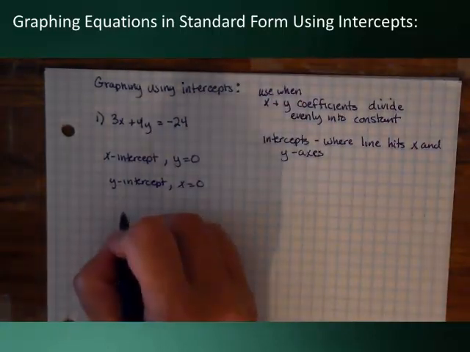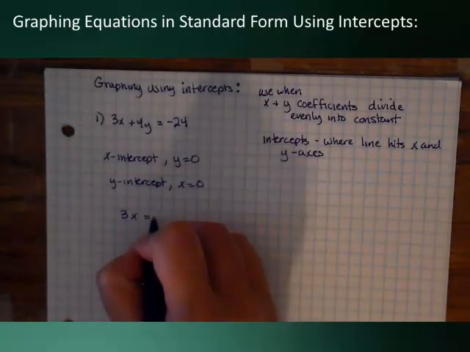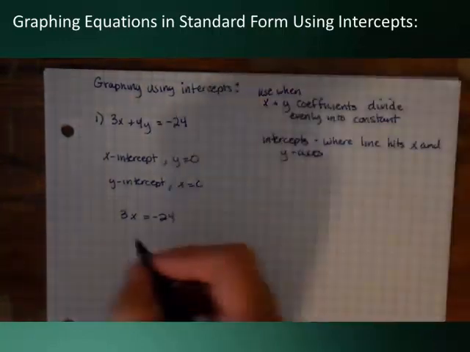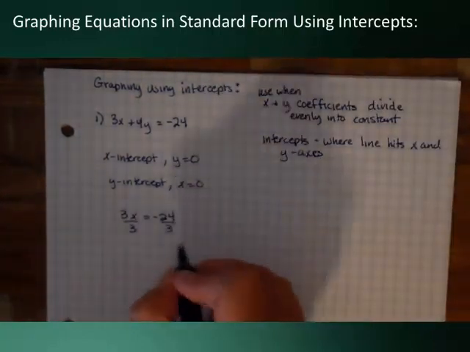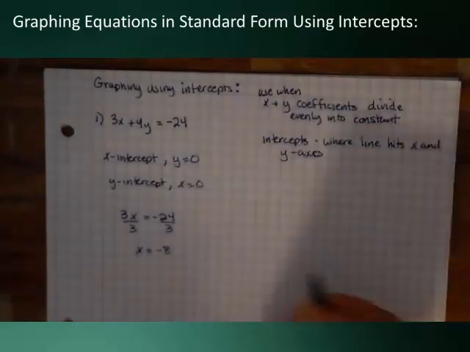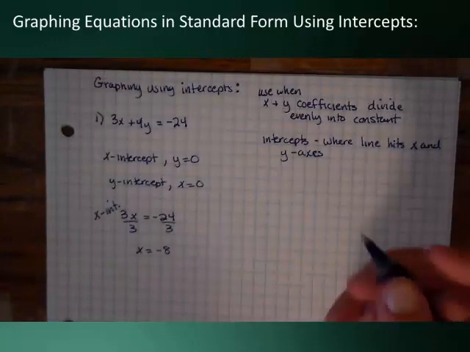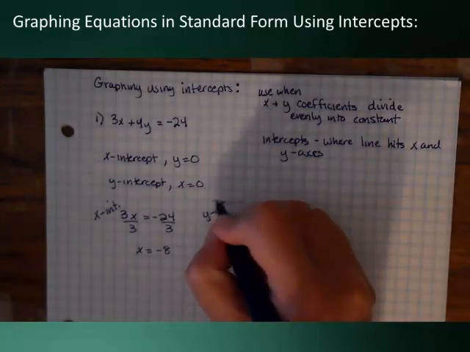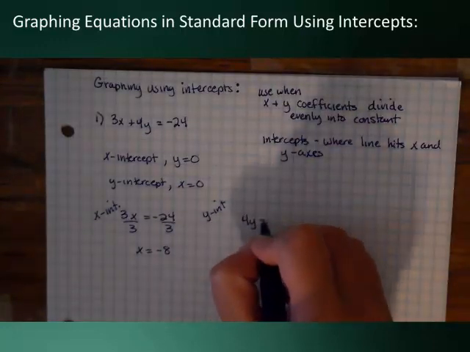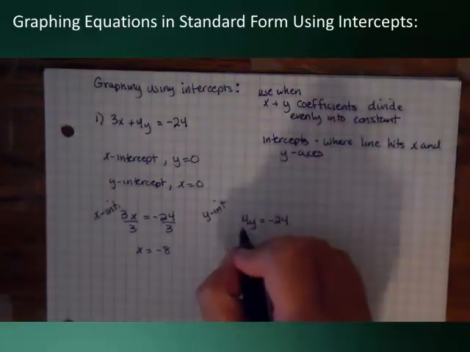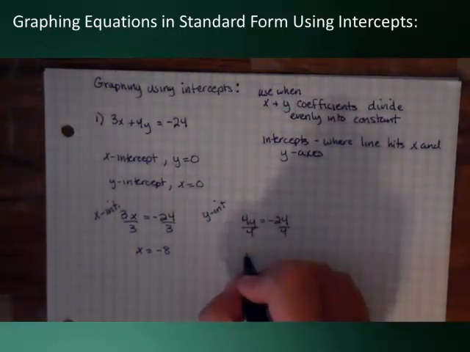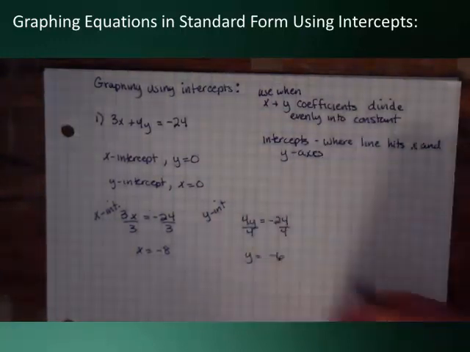So to find the x-intercept, I can plug in and get 3x is equal to negative 24 and solve for x. So I divide both sides by 3 to get x is equal to negative 8. This is the x-intercept. To get the y-intercept, I set 4y equal to negative 24, divide both sides by 4, and I get that y is equal to negative 6.